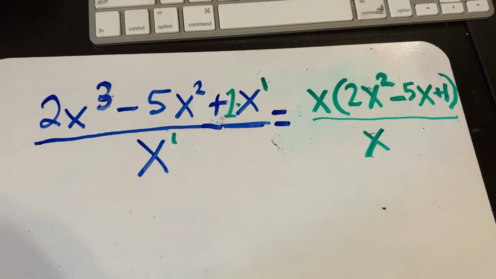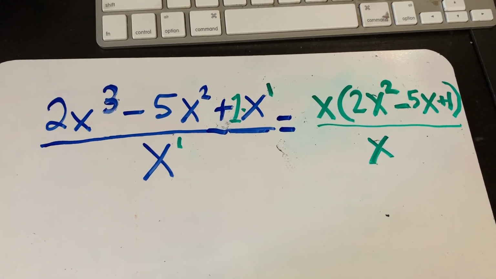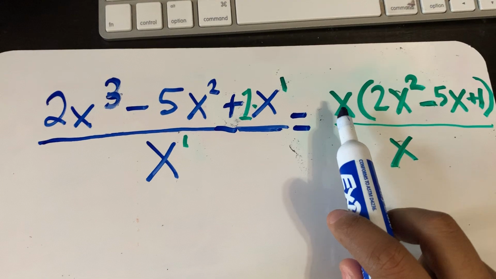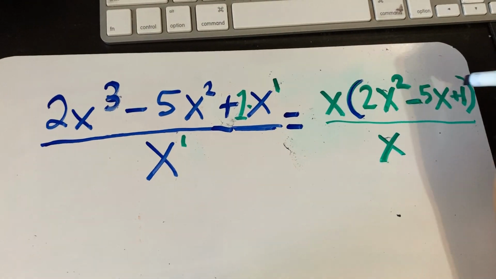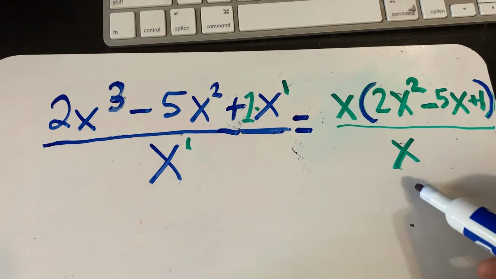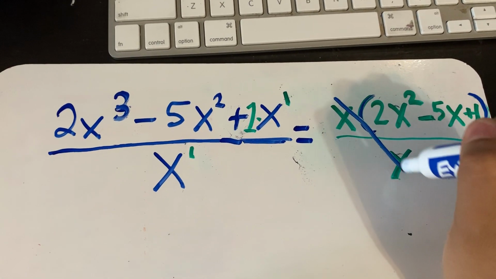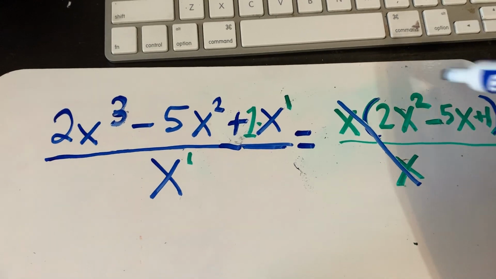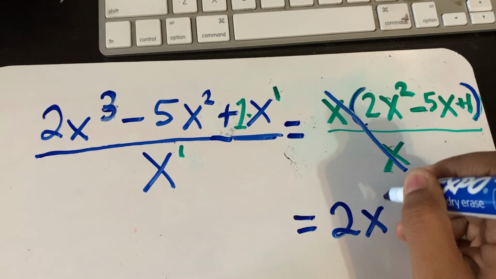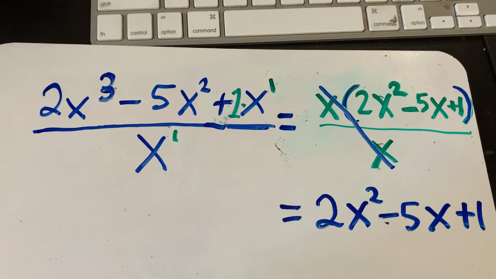Now, once we do that, we are left with two factors on top. The first factor is x, and the second factor is this whole thing here in the parentheses. But notice I have x on top and x in the bottom, and when I divide any number by itself, I get 1. 1 times the factor, and we know that 1 times that number is just that number. That's your answer.